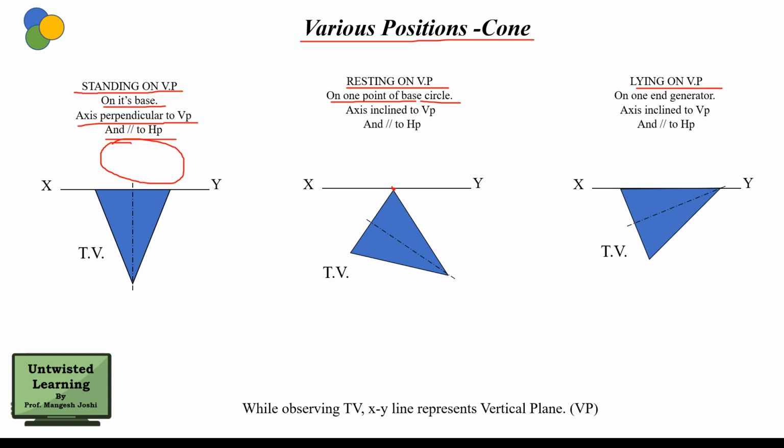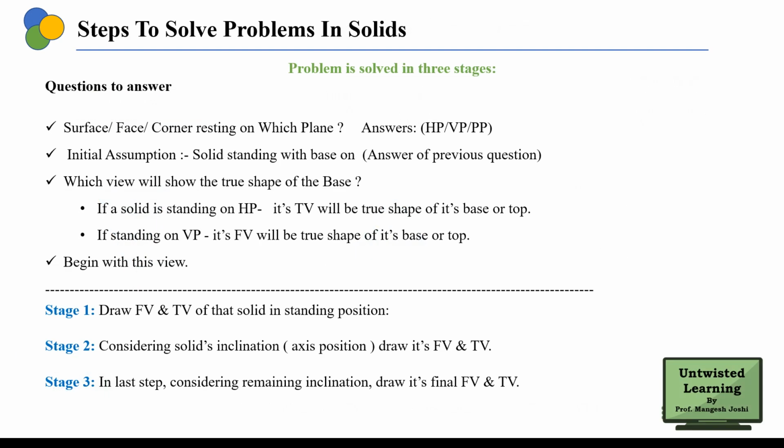And the third case is lying on VP on end generator. So this is a cone and this is the end generator of a cone. In this way you can decide how to locate the positions of the various cones. But if you're finding this difficult, we have a systematic methodology designed so that you only need to answer some questions and it will give you the correct solution of the problem. So let us see this methodology.